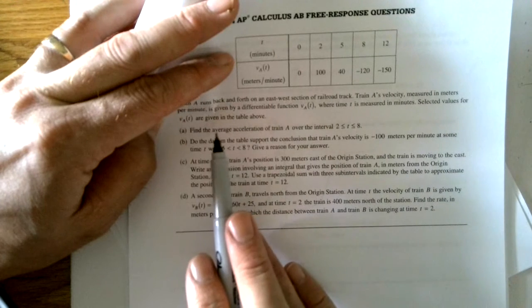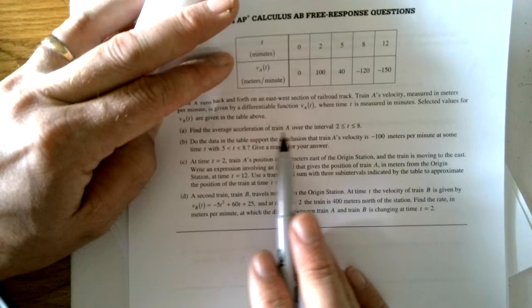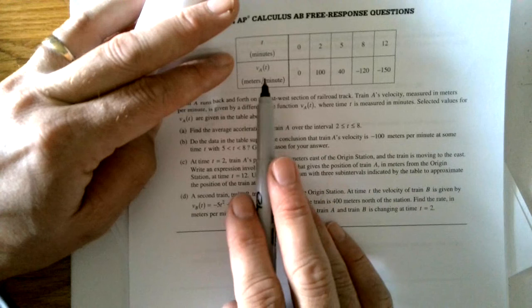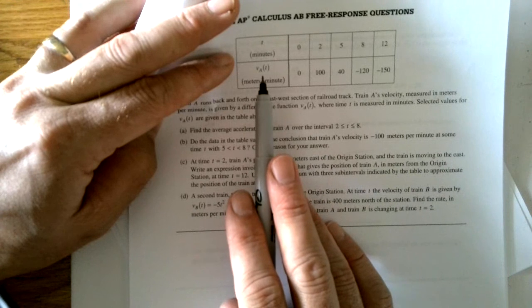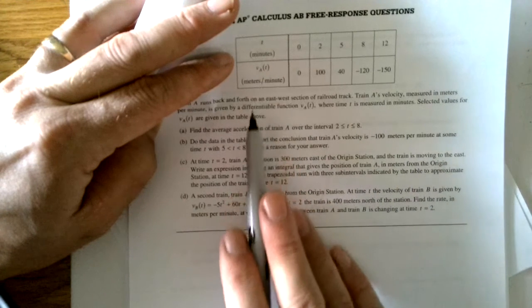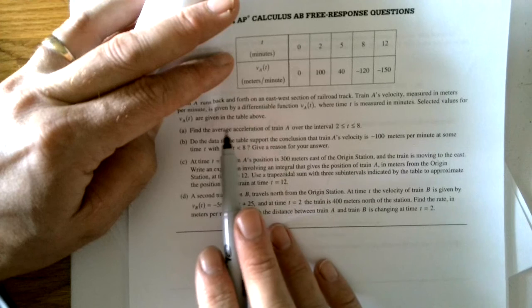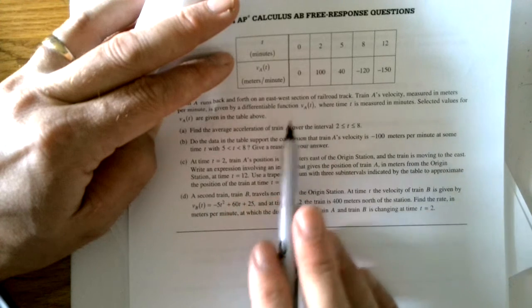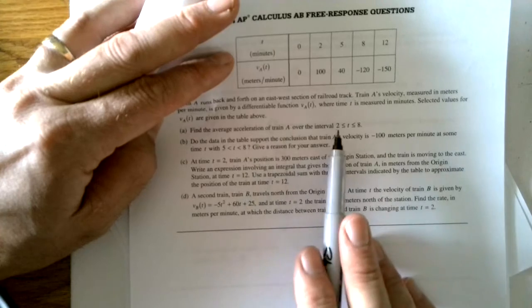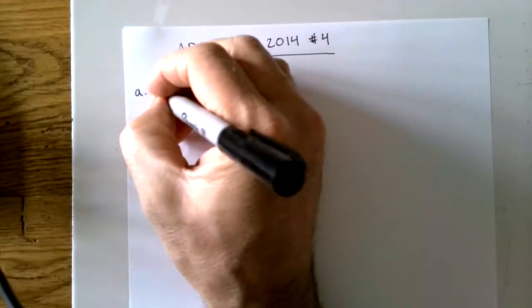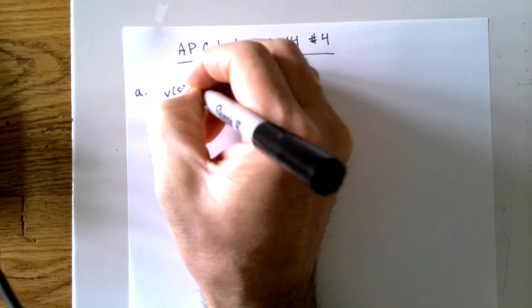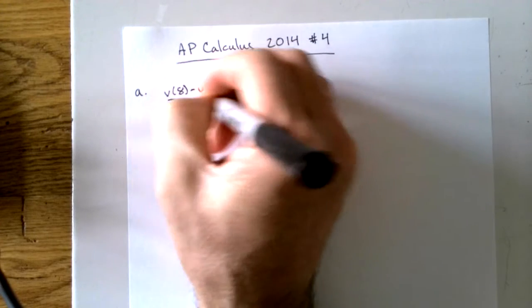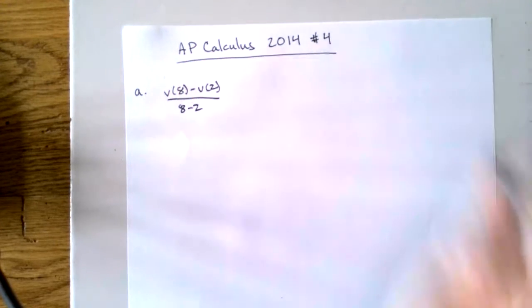The question is first, find the average acceleration. Well, how does acceleration compare to velocity? Acceleration is the derivative, or the rate of change. It's not asking for the instantaneous rate of change, but rather the average. So therefore, we have to use slope from 2 to 8. Therefore, I have v of 8 minus v of 2 over 8 minus 2.